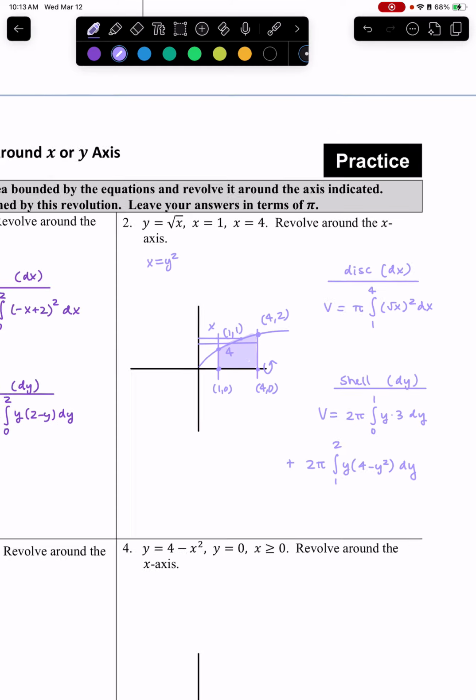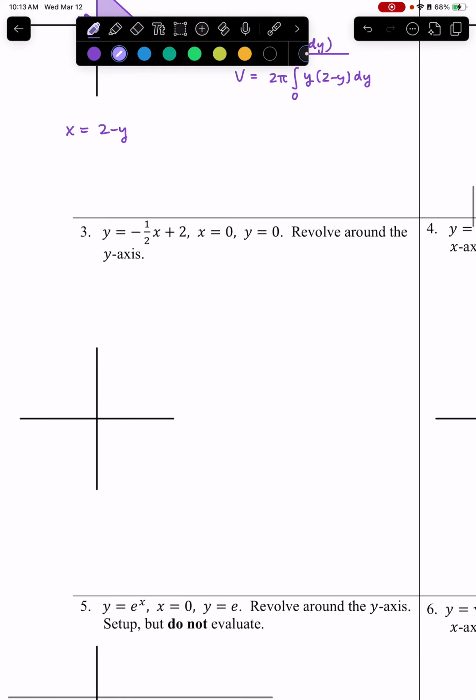All right, moving along. We've got negative 1/2 x plus 2. Okay, we're going to start at positive 2, and we're going to have a negative 1/2 slope. So this is going to be 0, 2, and this is going to be 4, comma 0. We're bounded by x equals 0 and y equals 0, and we are revolving about the y-axis. Our shaded region is right there.